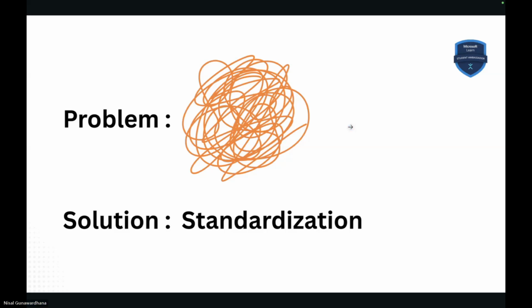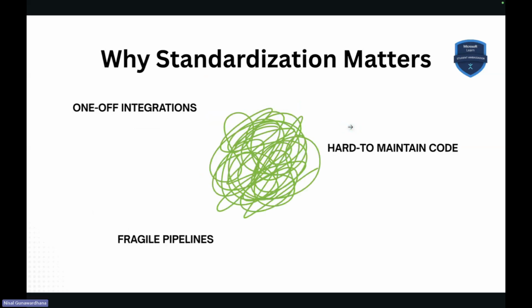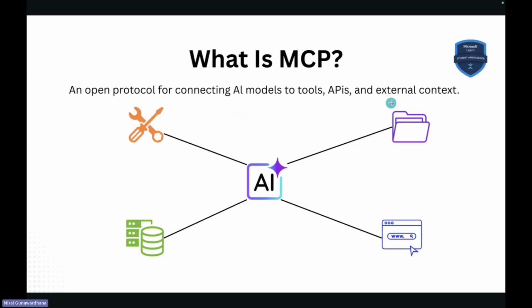So we know why standardization matters. Basically, if the communication is not standardized, it is hard to maintain the code and the pipelines, and basically it's not standardized. So we have to standardize. For that, we are using MCP, right? So basically, what is MCP?